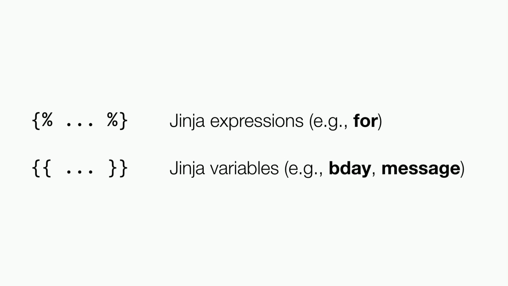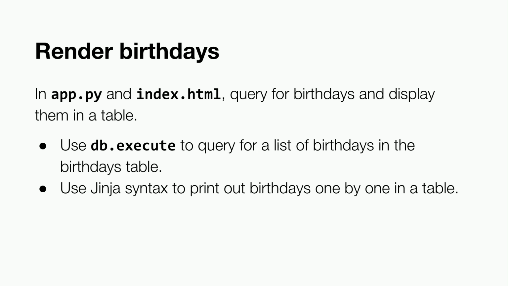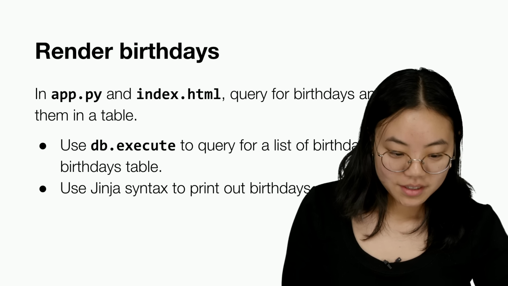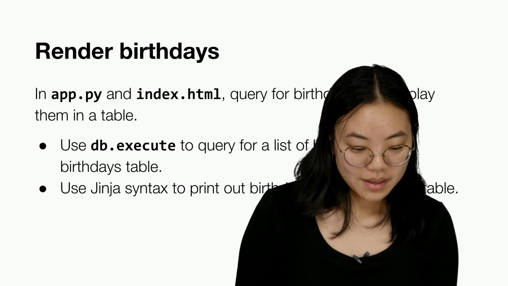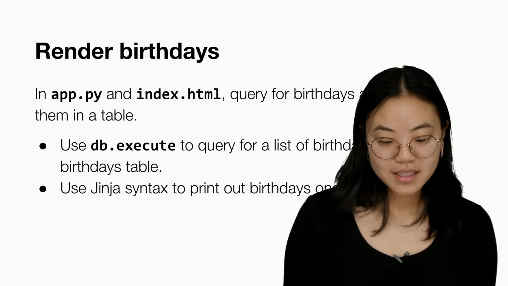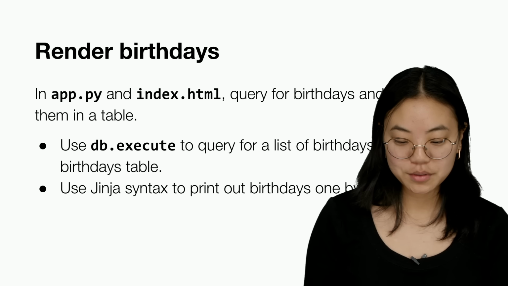So just to recap, Jinja expressions. If you're doing a for loop or anything that's not just one variable, you would use this curly brace percent notation. And if you're just doing one variable, like birthday.month or message, then that would be the double curly braces. Okay. So let's do this final piece where in app.py and index.html, we're going to query for the birthdays and then display them in our table.